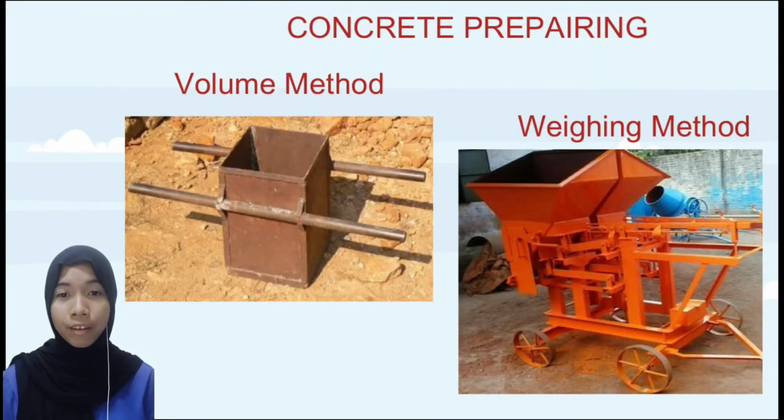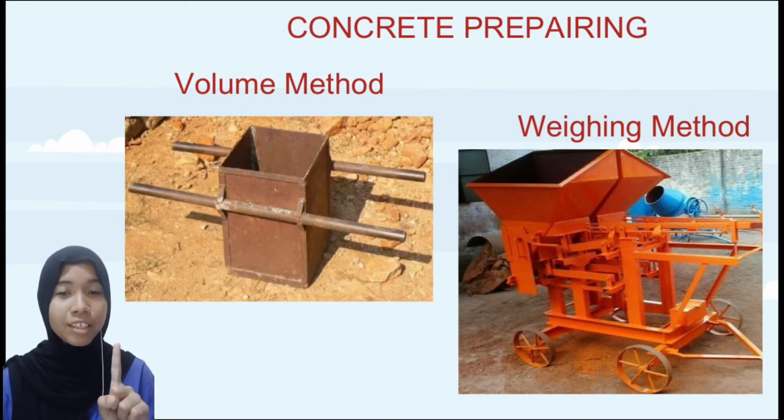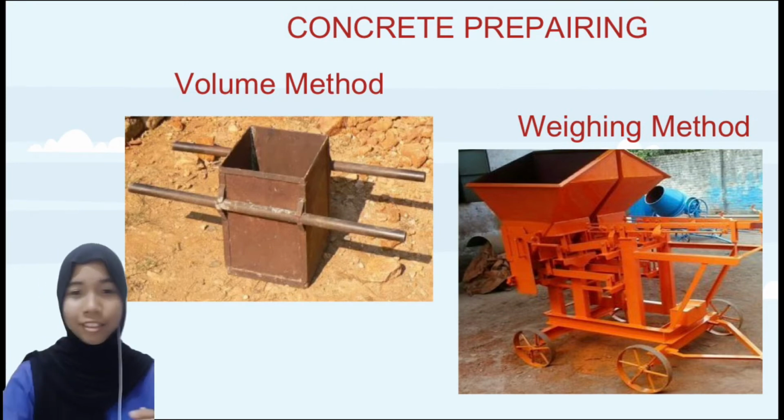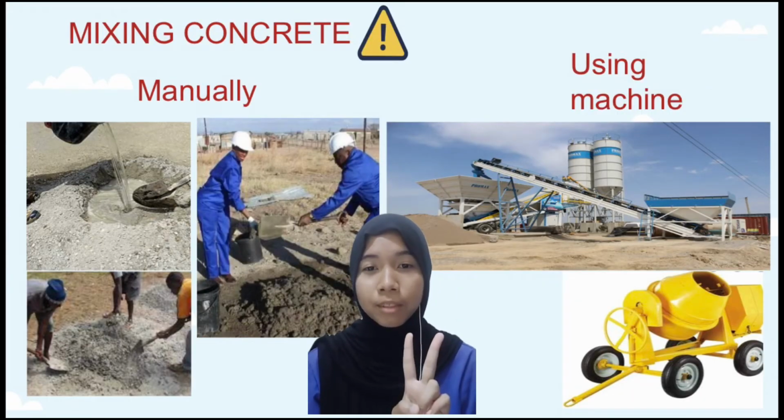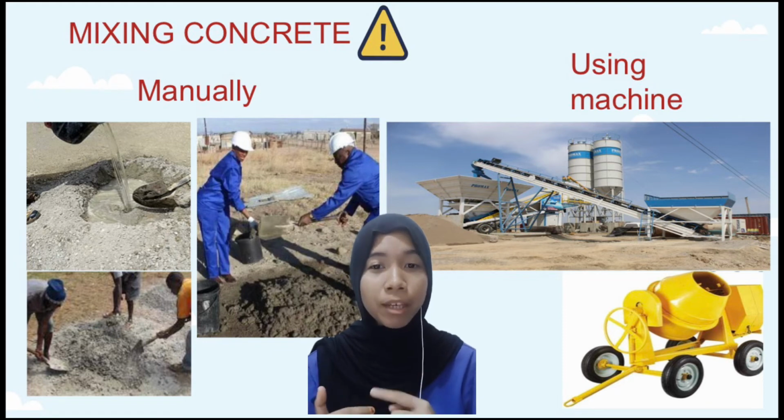For concrete preparing, we have 2 methods. First one is volume method, and the second one is weighing method. This picture shows the differences of volume method and weighing method. So we have 2 types of mixing concrete. The first one is manually. Manually is we use our hand to mix the concrete, and the second one is using machine. Using machine, we basically use a machine to mix the concrete, or we use batching plants.